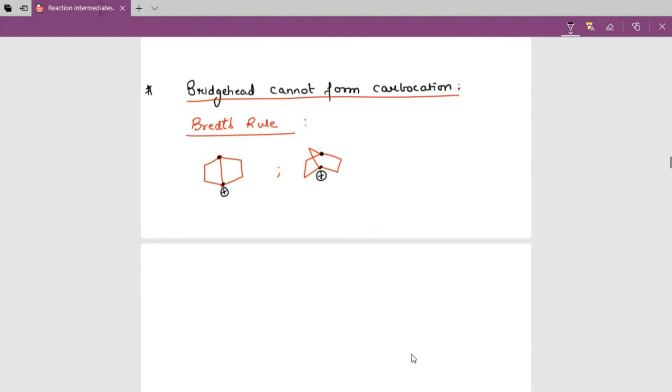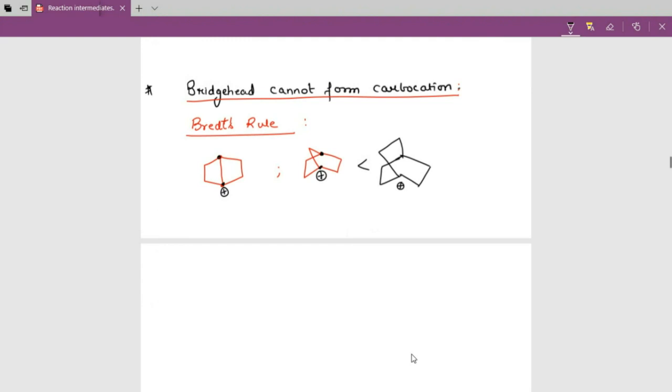Yes, as compared to this, if I increase the size of the bridge, what is a bridge? A bridge is the number of carbons connecting the two bridgeheads. Okay, here it was 2, 2, 1, here it is 2, 2, 2.